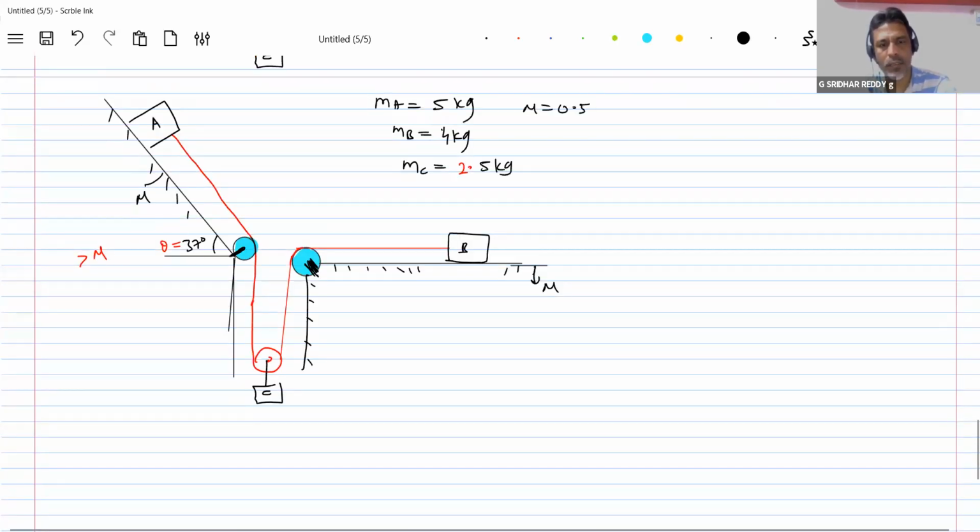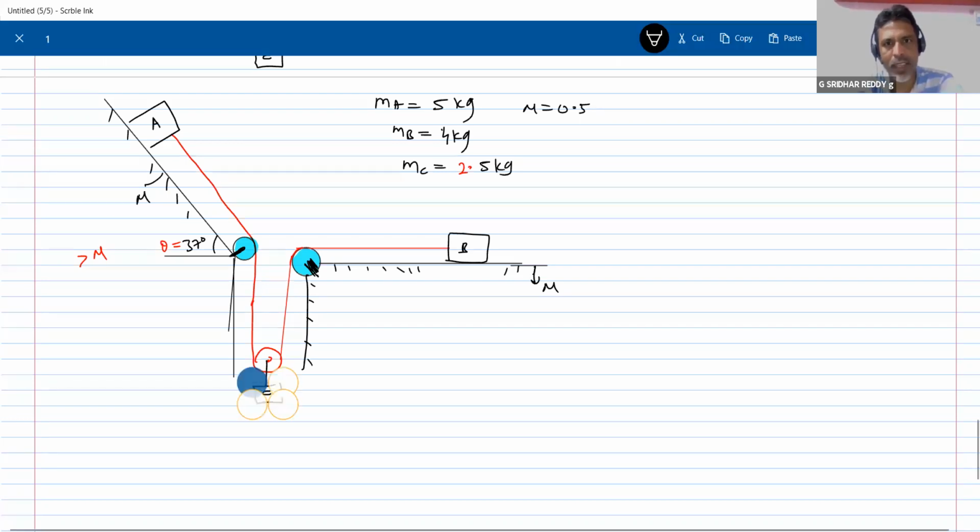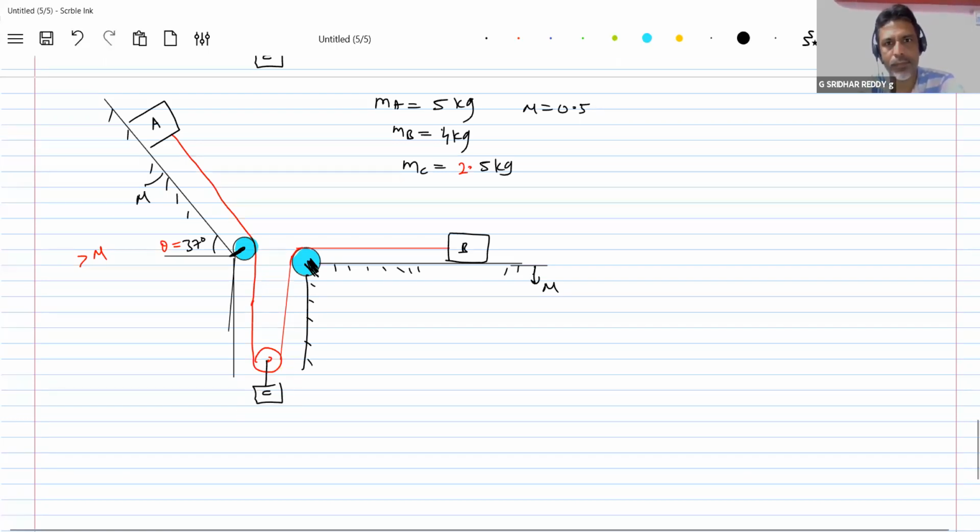Okay, there's a question, so we'll proceed like this here. Now the weight mcg will act. What is the value of MC? MC is 2.5 kg. I'll write mcg. Let this be the tension. So first the weight mcg will act because the strings will become taut. Let the tension be T, and this is T.